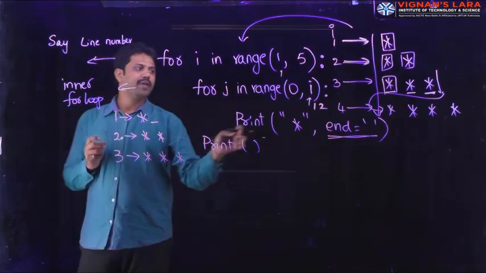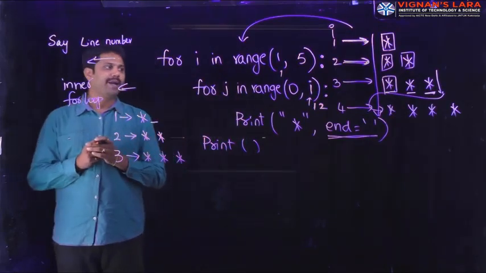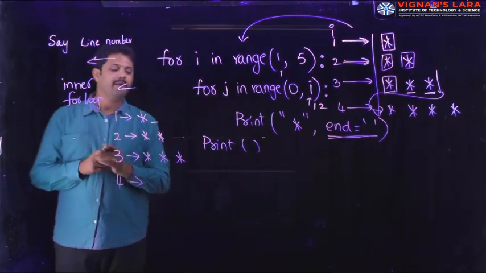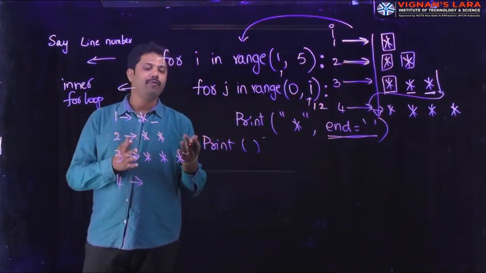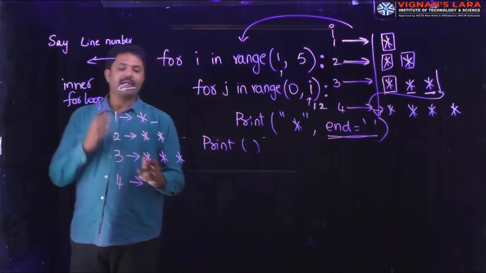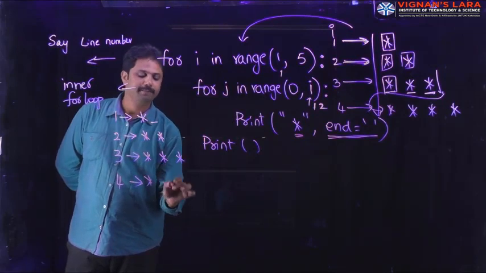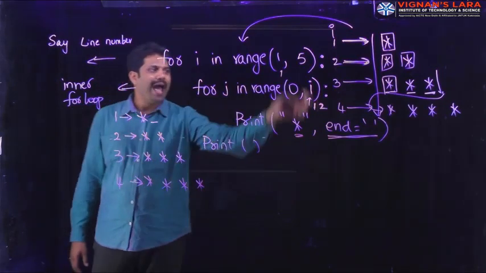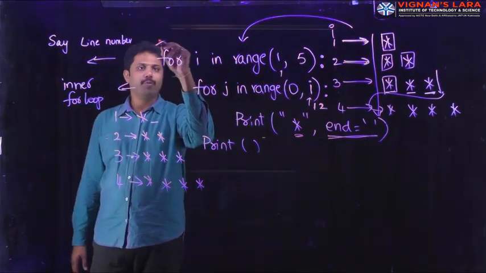After completion of this, again go to the third line and the i value is going to increment to 4. The fourth line is going to be selected. So after selecting the fourth line, 0 comma 4 is nothing but 0, 1, 2, 3. That means this star is going to be printed 4 times. After that, again the i value reaches 5. The main for loop is going to be closed.